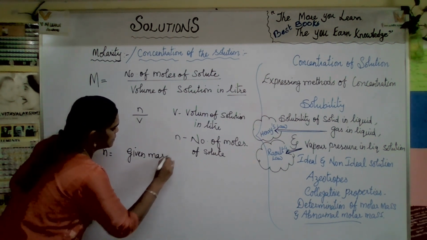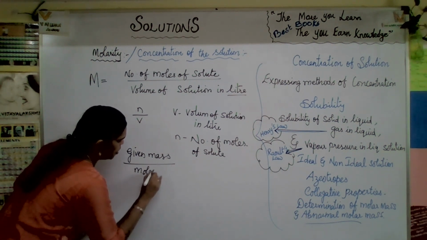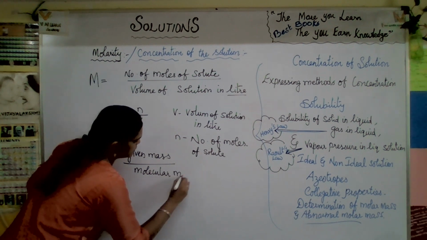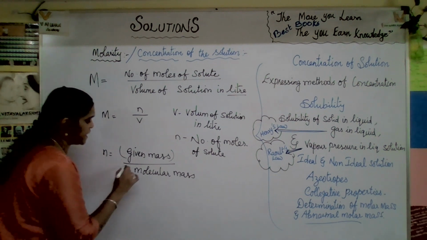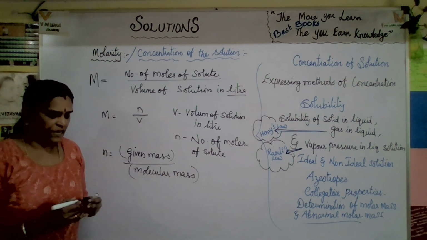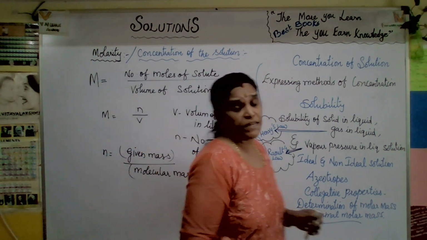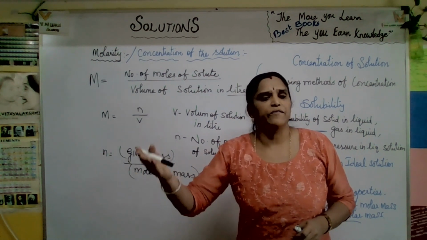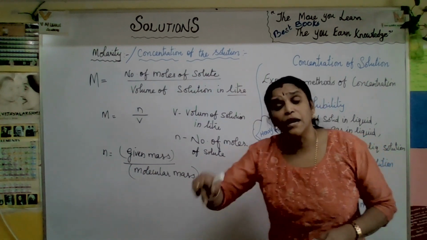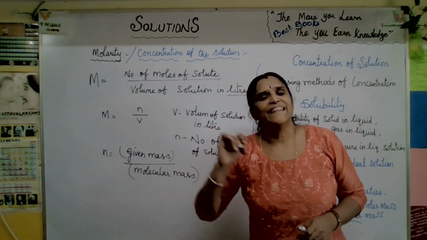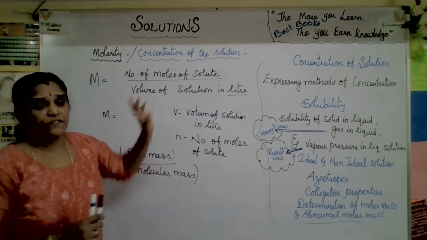Given mass of solute, that is, given mass divided by the molecular mass of the chemical substance. For example, to identify the number of moles of oxalic acid, if they give 5 gram or 10 gram, you divide that given mass by the molecular mass of the oxalic acid. In that way, you will identify the number of moles of the solute.